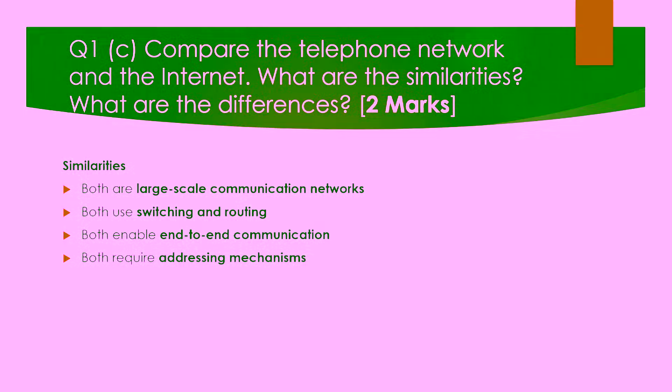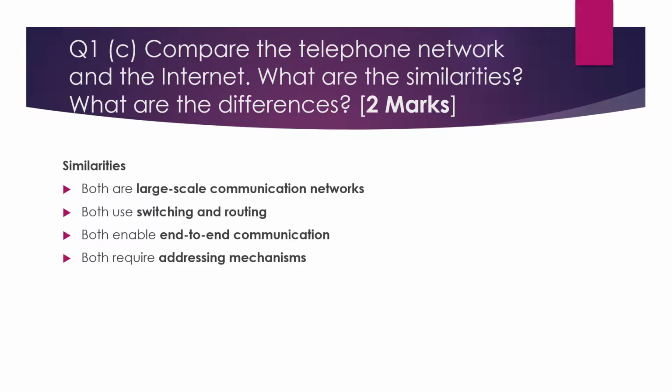A real life example is sending letters through the post. Each letter may take a different route but reaches the same destination. Now let me tell you the similarities and the differences. First, the similarities. Both are large scale communication networks. Both use switching and routing, though they use different switching. Both enable end-to-end communication and both require addressing mechanisms.